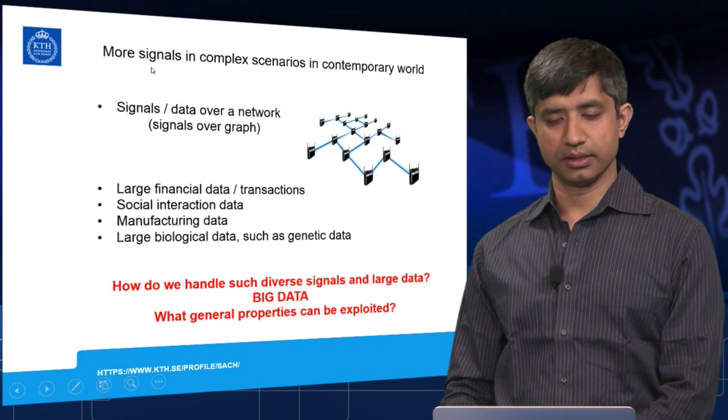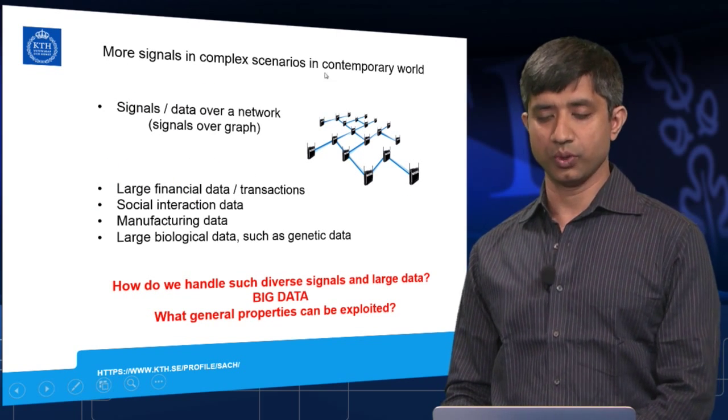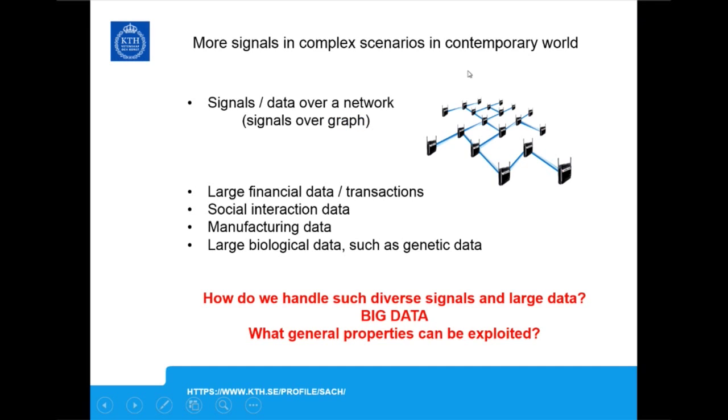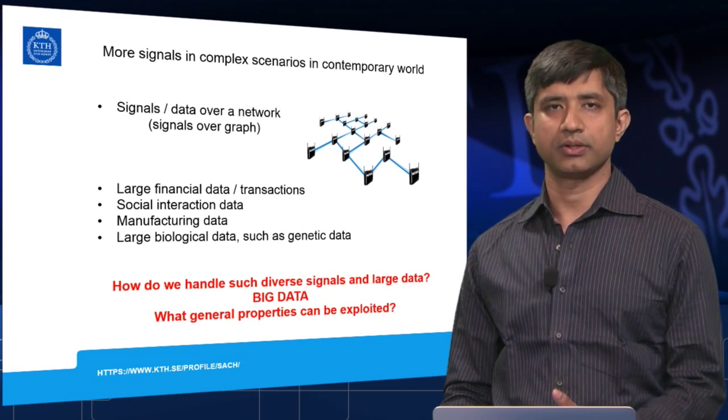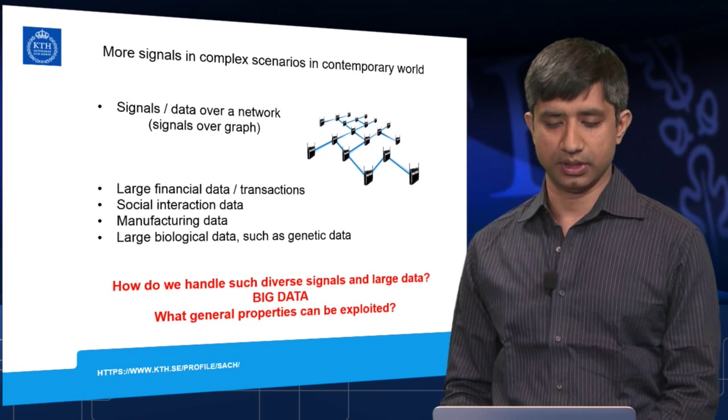Then more signals in complex scenarios in today's world are signals or data over a network. For example, in this case there are several sensors, and the sensors are connected via an arbitrary network. This signal also can be shown as a signal over a graph, and the graph is defined by the network. Then comes large financial data or transactions. For example, we buy a lot of stuff over the internet, and this creates lots of data. That data is also very interesting to deal with.